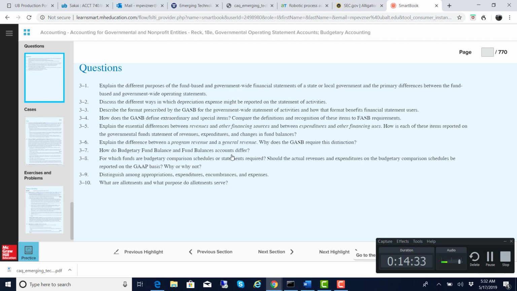Okay. Now we're on to question 3.6. Explain the difference between program revenue and general revenue. Why does the GASB require this distinction? And we kind of already talked about it. Program revenue is the revenue derived through a particular thing the government does. So let's say it charges toll fees for the use of a road, right? So that would be a program revenue. General revenue is something that cannot be allocated to a particular program, really. So the most common example of general revenue would be taxes collected from taxpayers.